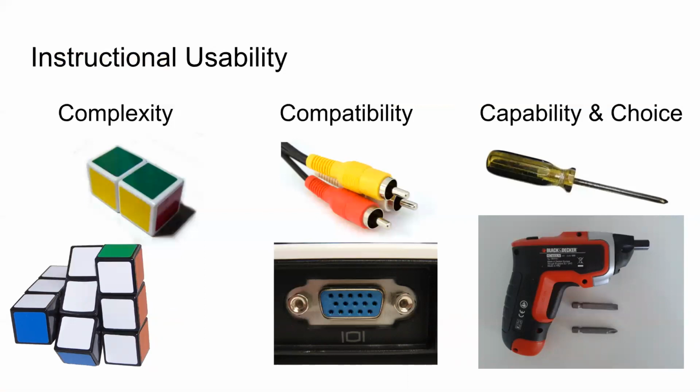Instructional usability can be broken down into three components. The first is the level of complexity. Does the tool have all the features needed to make it effective? If it has extra features, can they be disabled or hidden so they can be introduced and instructed incrementally, and so it doesn't become too overwhelming for the student?